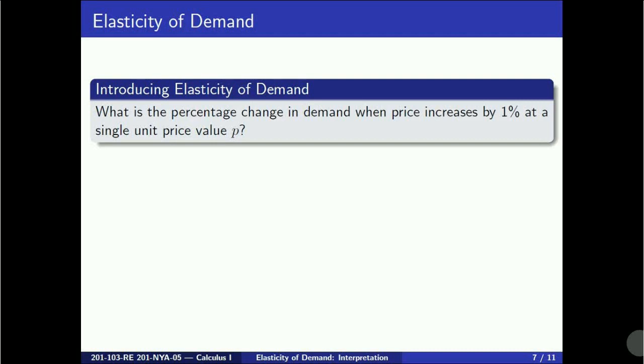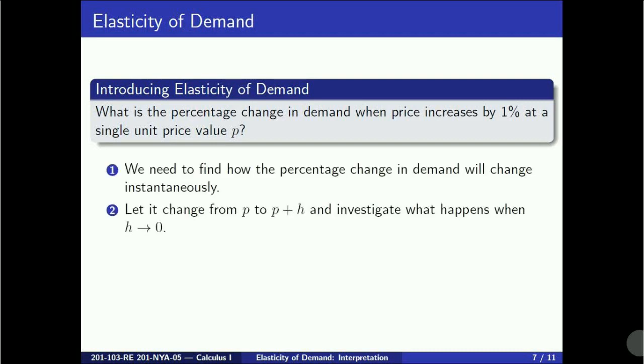So the problem is to find, given a unit price P, how demand would be affected instantaneously if the unit price would increase by 1%. To find how the percentage change of the demand will change instantaneously, we let the unit price change from its current value of P to a value of P plus H, where H is small. Then we will investigate what happens if we let H approach 0.